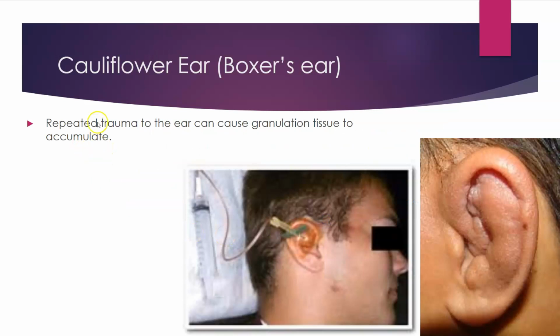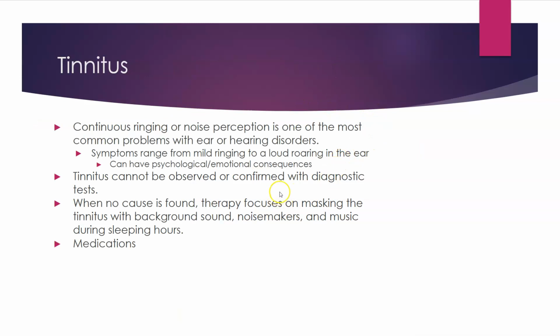So externally, you might see granulation tissue related to trauma on the outside of the ear, common with martial artists and wrestlers, even boxers, hence the term boxer's ears.